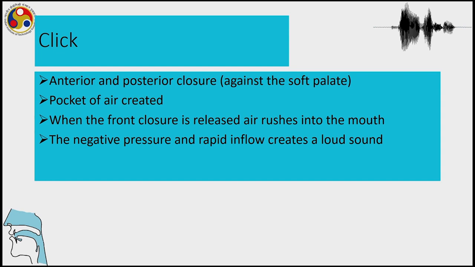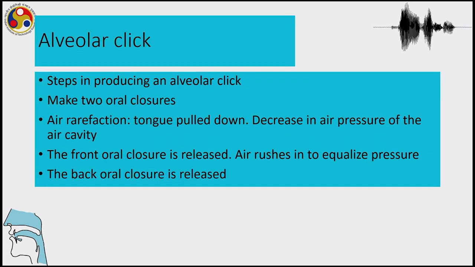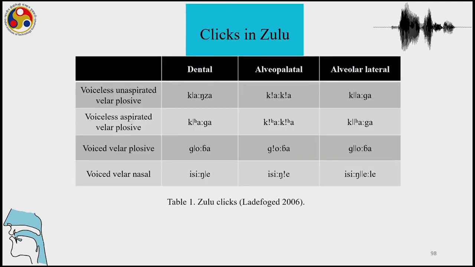So this is the reason a negative pressure is created and there's a rapid inflow. As you can imagine, if there's an alveolar click, the front closure of the tongue will be in the alveolar region. As usual, there will be two oral closures and there will be air rarefaction, the negative pressure, which we just saw, because the tongue is pulled down. The front closure is released after that and the air rushes in to equalize the pressure, and after the back oral closure is released, a very loud sound is produced.